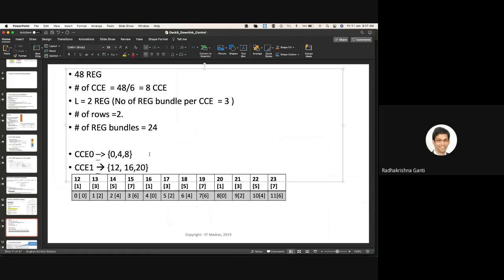Now you can see this. All these REG bundles are now distributed across frequency. So CCE0 will have some frequency diversity because it's mapped to the 0th REG bundle, the 4th REG bundle, and the 8th REG bundle. CCE1 is mapped to the 12th REG bundle, the 16th REG bundle, and the 20th REG bundle. Is this clear now? Any questions?